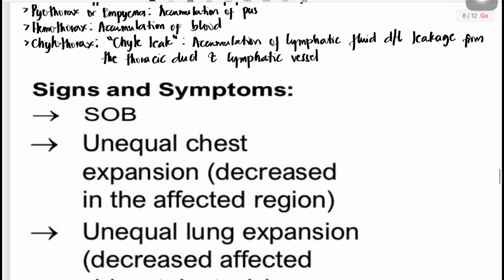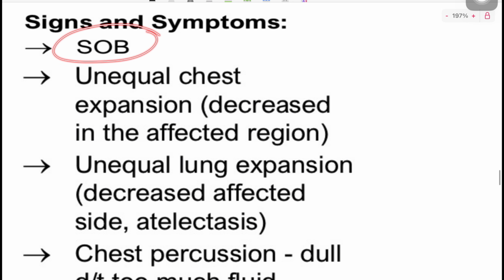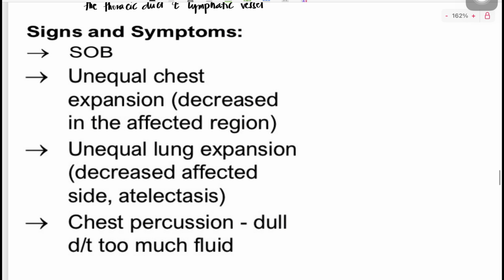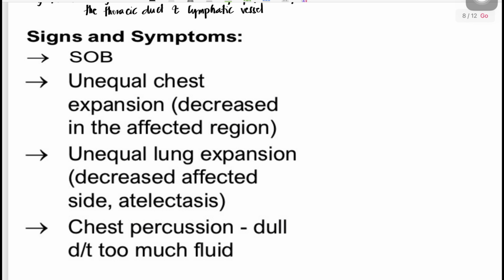Now, the signs and symptoms, syempre, shortness of breath. Kasi instead na air yung nandun sa lungs, ano yung meron? Fluid. Dahil fluid yung accumulate dun, therefore, magre-result siya into unequal chest expansion and unequal lung expansion. Unequal chest expansion due to decrease in the affected region, and unequal lung expansion, decrease on the affected side, and possible atelectasis. And ano pa? Dahil may fluid doon, when you percuss, anong maririnig mo? Dullness, due to too much fluid.